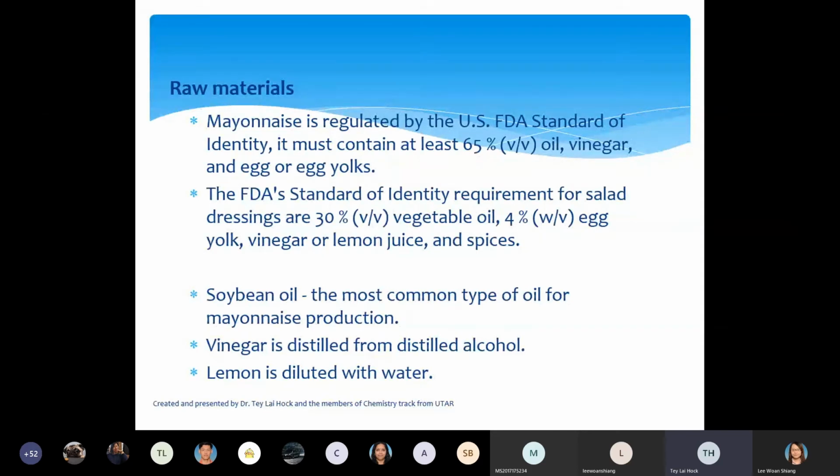Some claim soybean oil is the most common type of oil for mayonnaise production. One reason is that, as I just stated, soybean has lecithin. Imagine your soybean oil has lecithin and your egg yolk has lecithin as well, so it makes a much creamier, more stable mayonnaise. Of course, vinegar is distilled from alcohol, but for us, we usually use rice vinegar, or you may use fruit vinegar as well. If we are not using vinegar, some may prefer using lemon, which we can dilute with water.